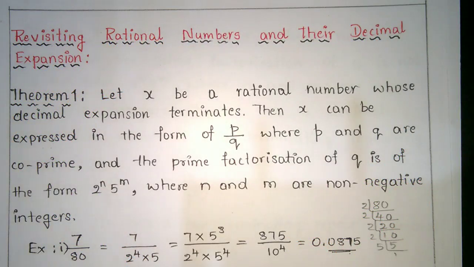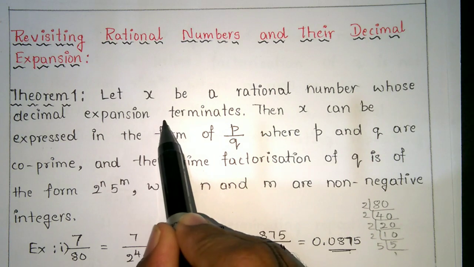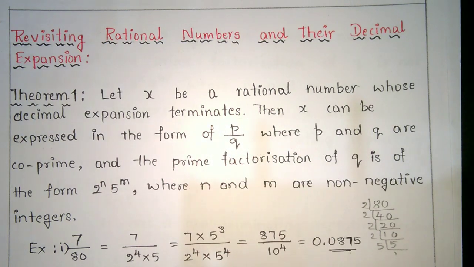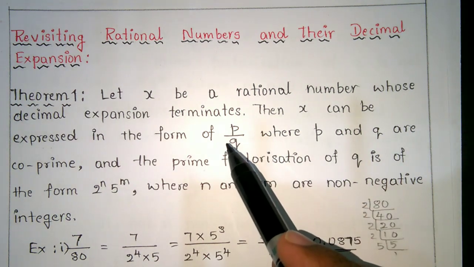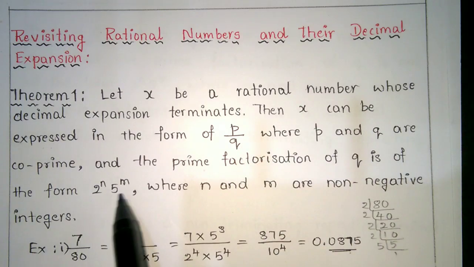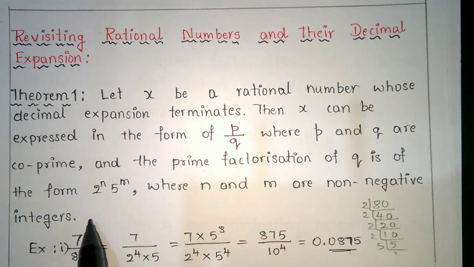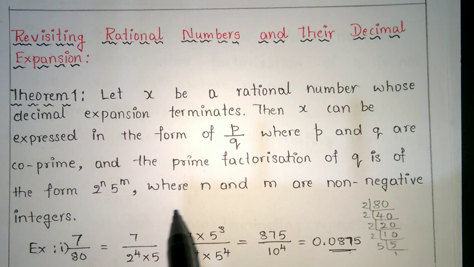Today we are revisiting the rational numbers and their decimal expansion. In theorem 1, let x be a rational number whose decimal expansion terminates. Then x can be expressed in the form of p by q, where p and q are co-prime and the prime factorization of q is of the form 2 power n and 5 power m, where n and m are non-negative integers.